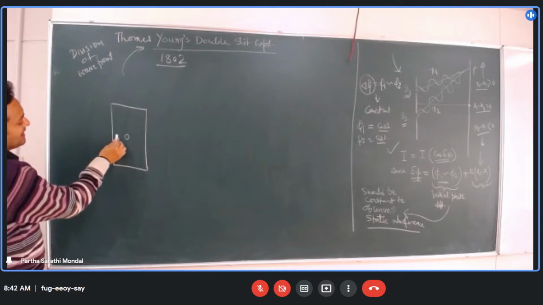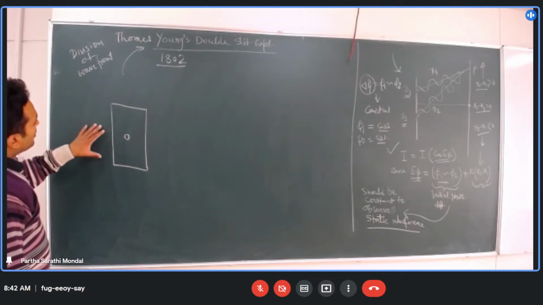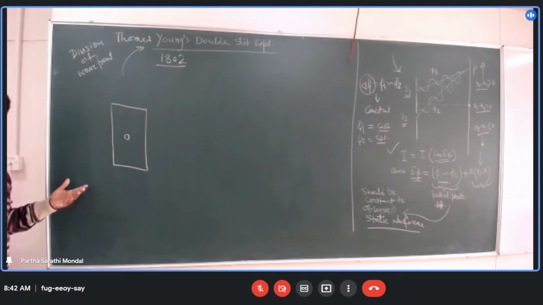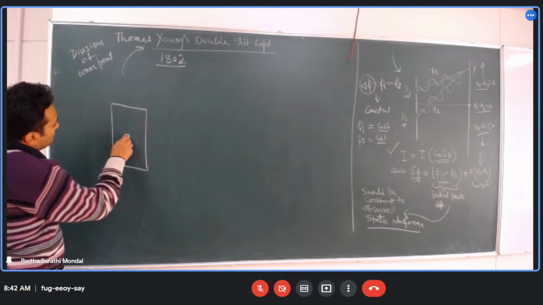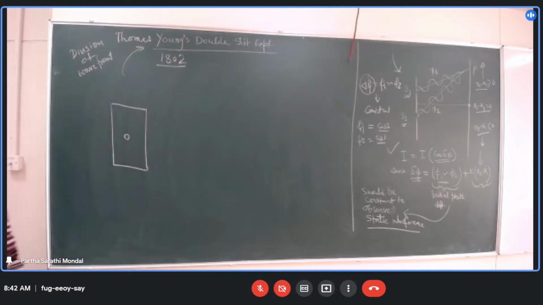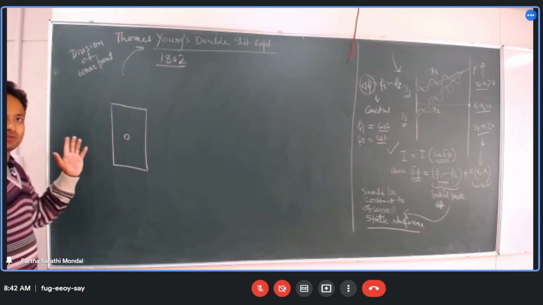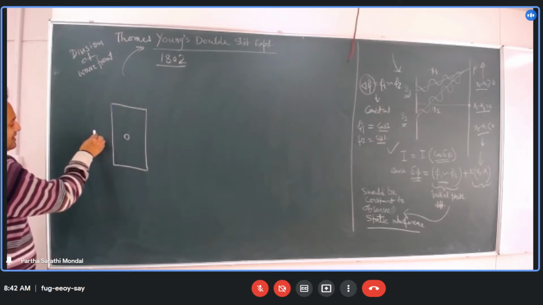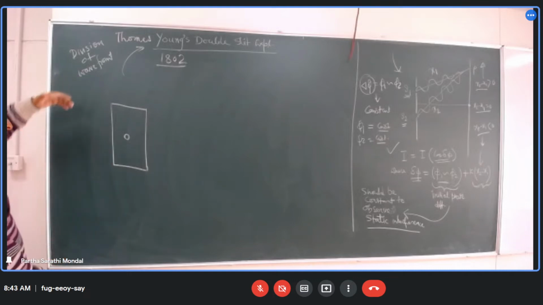If you have a candle here, and you put a hole here, then instead of using the whole candle or whole light as a source, this hole will act as a point source. Okay, so we need to have a point source, not an extended source. Suppose if I put a tube light here, it will become an extended source. So its wavefront will not be spherical.